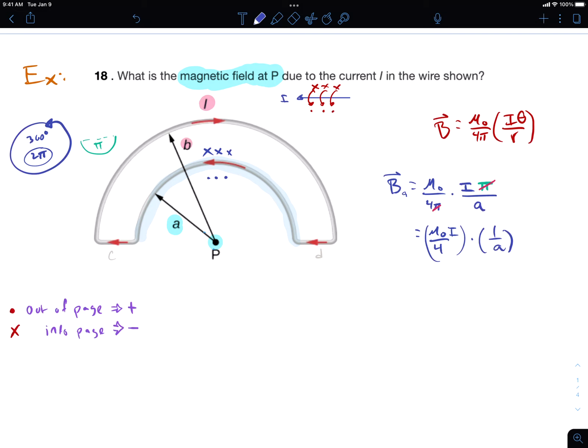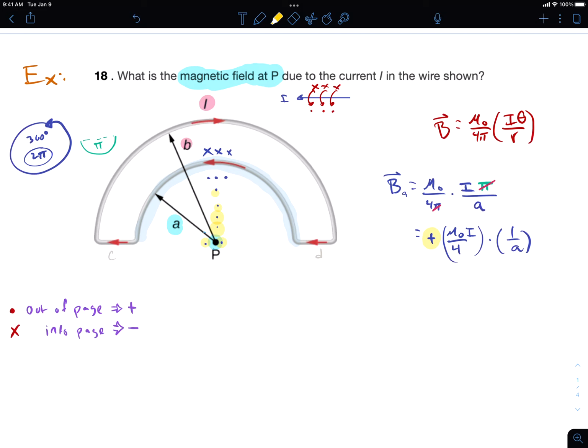And the thing here is that once I've seen this, I can follow this out with dots all the way to point P. So point P is going to continue dots. Everything inside the circle is going to be dots, everything outside is going to be X's. So everything is going to be out of the page. The magnetic field is going to be out of the page for segment A, so this is positive. If I want to add this on to my answer here, I will add a positive sign, due to these dots.